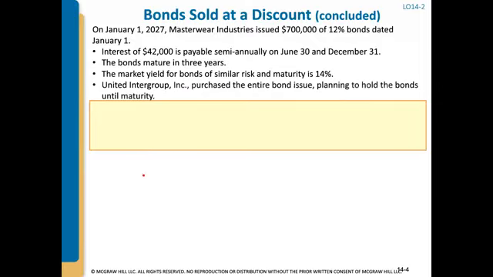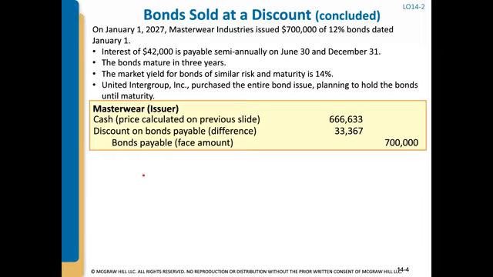The way this bond will be recorded for the issuer is the issuer, which is Masterware, is going to receive cash for the $666,000. They're going to record a bonds payable, a liability for the face amount of $700,000, and then the discount is what's called a discount on bonds payable. That's a contra liability account.